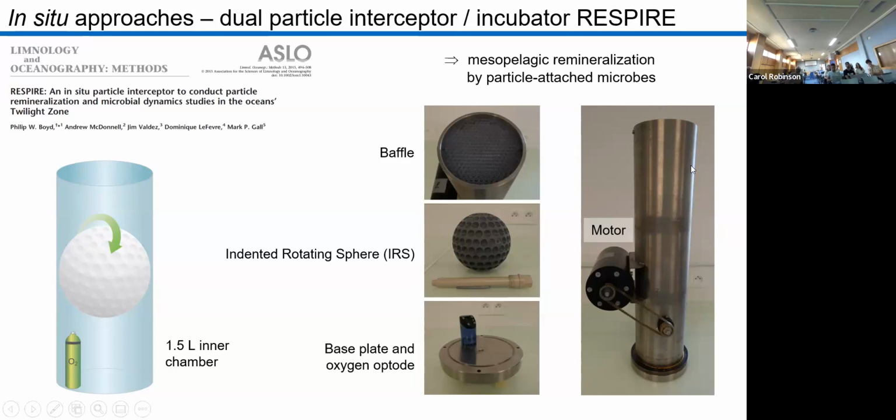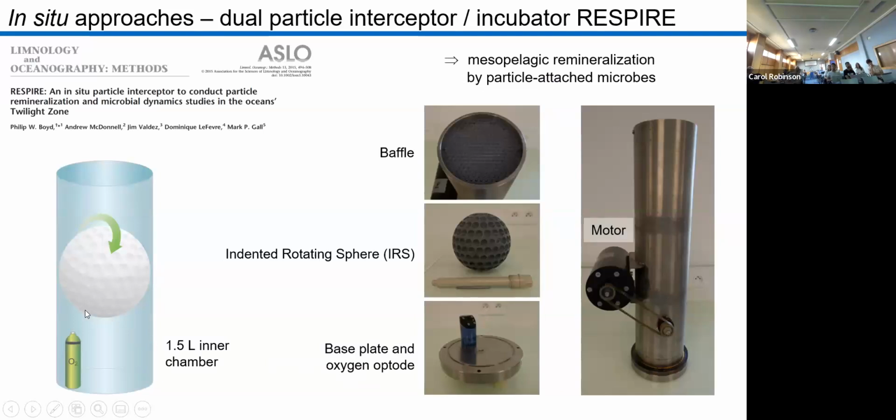So here you have a cylinder made in titanium. At the entrance of this cylinder, you have a baffle. The role of this baffle is to stop the turbulence inside your trap. Then you have a sphere. I will explain a bit later what the role of this sphere is. This sphere moves thanks to a motor here.